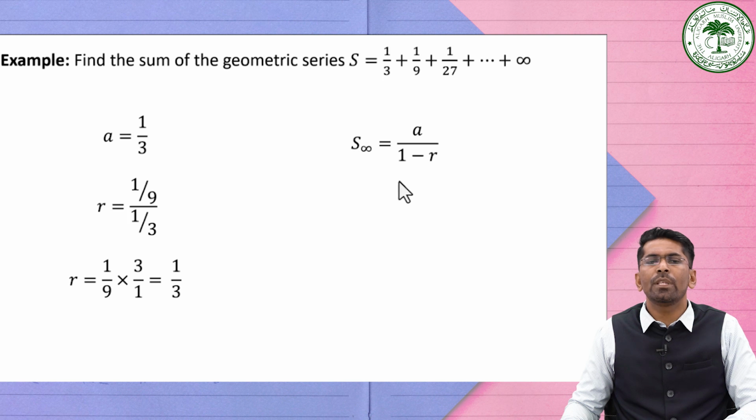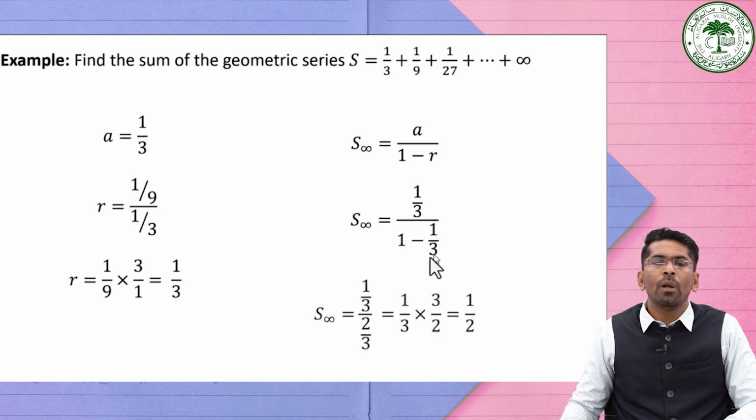Now we can use the formula for finding the sum of infinite terms in the geometric progression, that is a divided by 1 minus r. See, a is equal to 1 by 3 and r is equal to 1 by 3. So it is 1 by 3 divided by 1 minus 1 by 3, which is equal to 1 by 3 divided by 2 by 3. So we can do the cross multiplication here: 1 by 3 into 3 by 2, and 3 and 3 will be cancelled out. Then what is remaining here? 1 by 2. So the sum of the given geometric series is equal to 1 by 2.